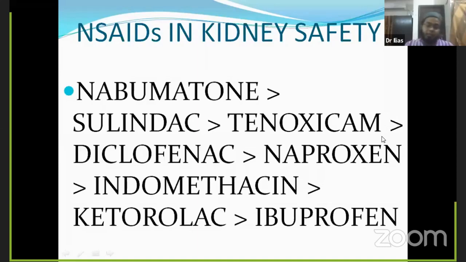But for the liver and for cardiac safety, ibuprofen and naproxen are the safer drugs among all the NSAIDs. But from this slide, we can easily understand that ibuprofen and ketorolac are the most harmful drugs for the kidney. And the safer drugs for the kidney among the NSAIDs are nabumetone, sulindac, and tenoxicam. Especially tenoxicam, it is said that it can be prescribed for a normal patient for up to 5 to 7 years.